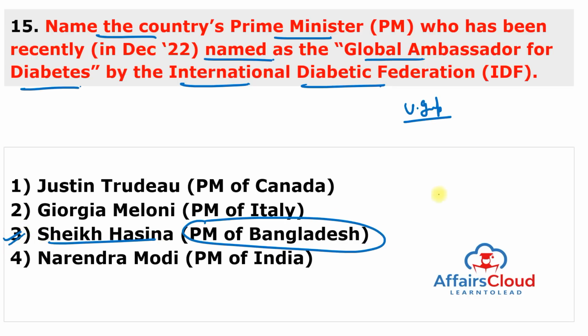So Sheikh Hasina, the Prime Minister of Bangladesh, has been named the Global Ambassador for Diabetes by the International Diabetes Federation at the opening ceremony of the World Diabetes Congress, which was hosted in Lisbon, Portugal.